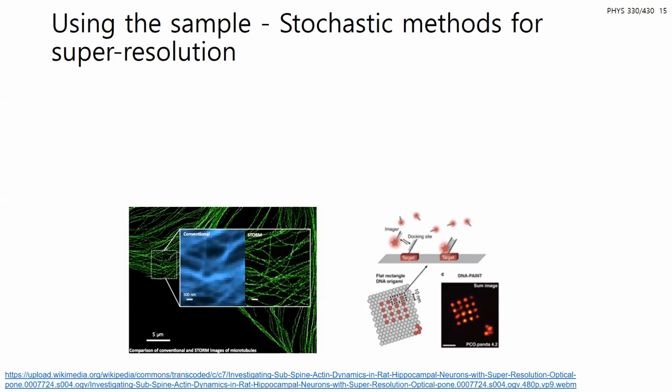There are different ways to achieve super resolution. With what I described on the previous slide, you can have stochastic methods, where I'm saying stochastic because of how you're having the switching, the turn on and off. And these have a bunch of different acronyms, a whole alphabet soup of different names. Some that are most frequently used are STORM, which is stochastic optical reconstruction microscopy.